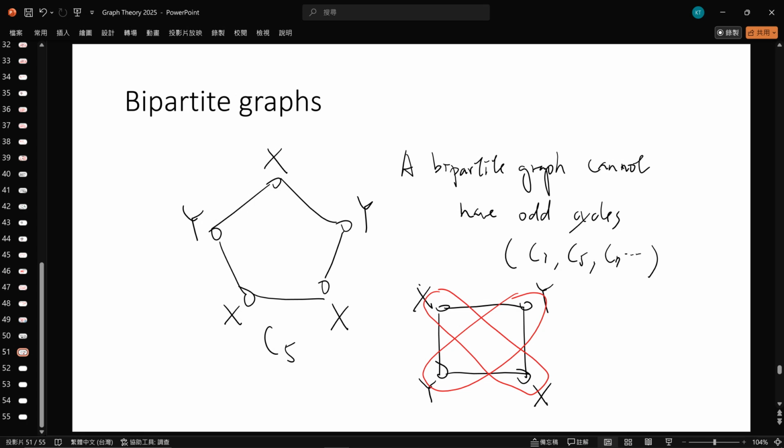So actually, we can consider the other direction, okay? Here we say that if a graph is bipartite, then it cannot have odd cycles. So what about the other direction? Suppose I know that a certain graph has no odd cycles. Can we guarantee that the graph must be bipartite?